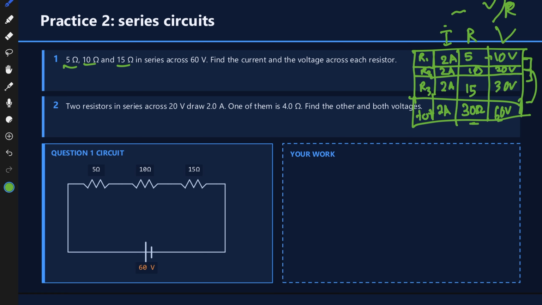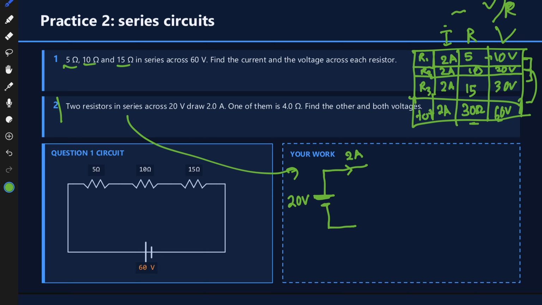Alright, I'm assuming you gave it a go. 2 resistors in series across 20 volts draw 2 amps. So battery, 20 volts, right? Draw 2 amps. The current is 2 amps.